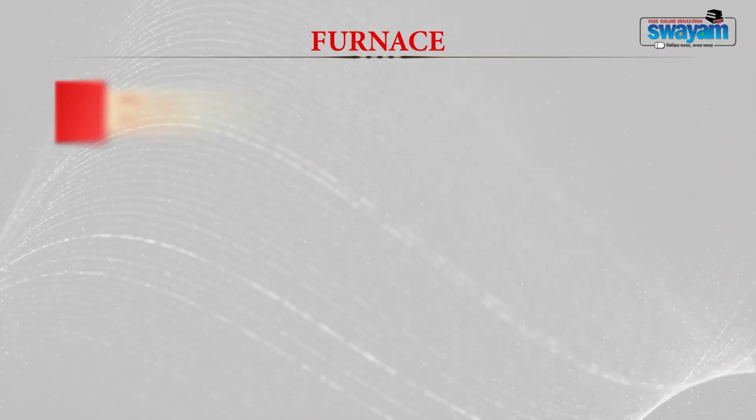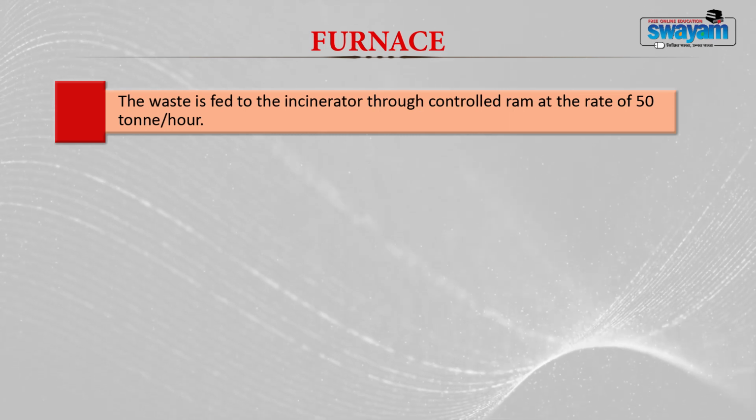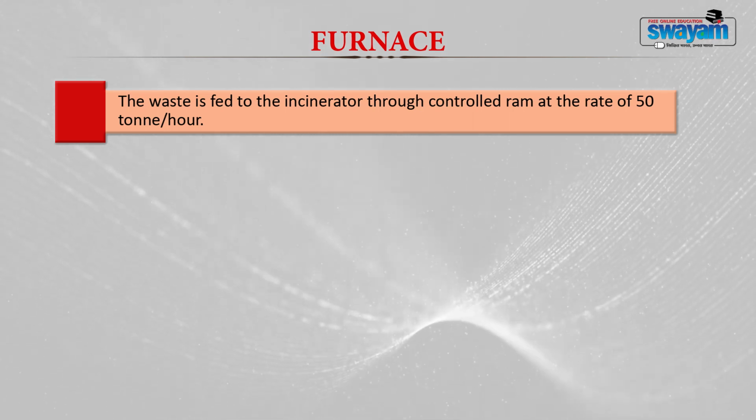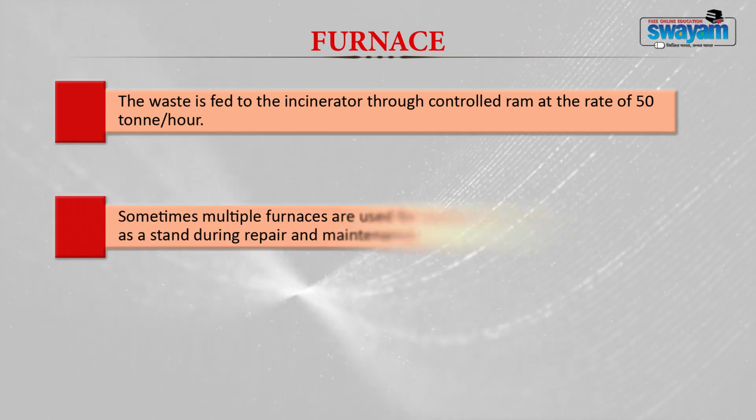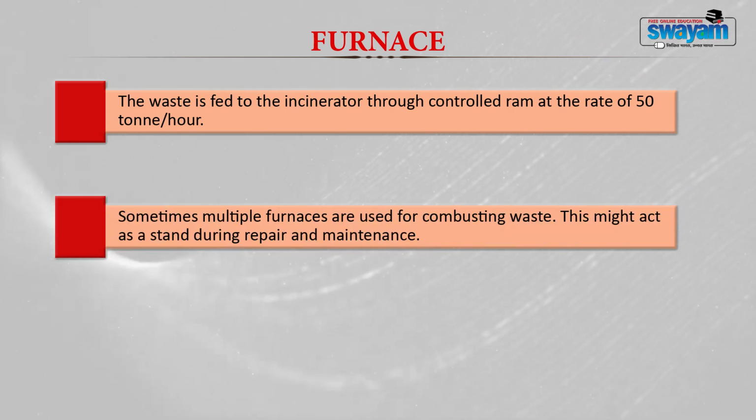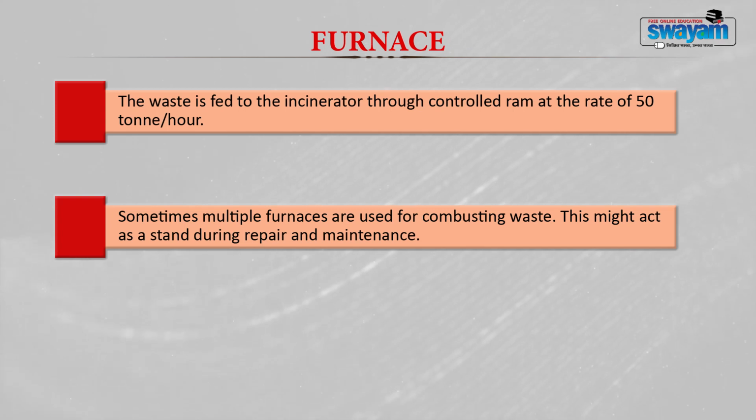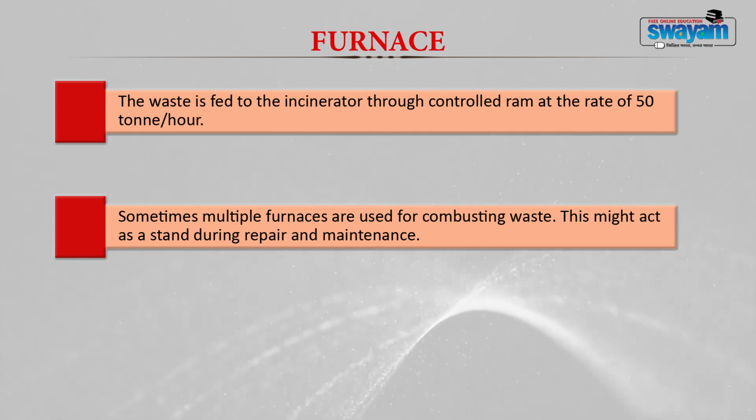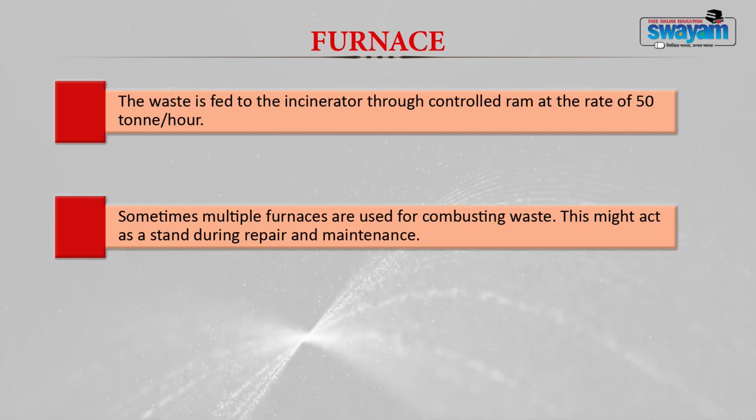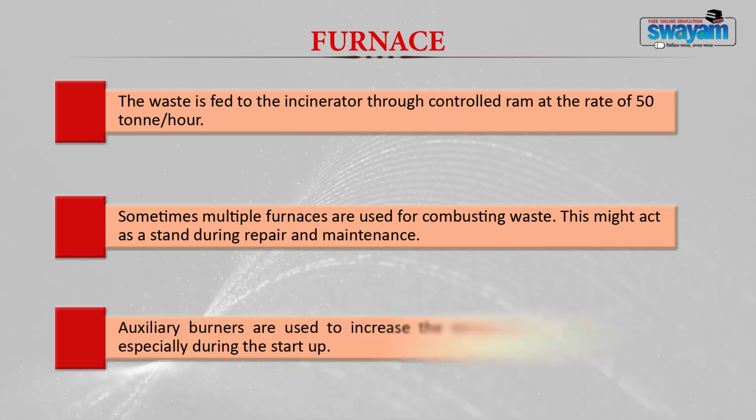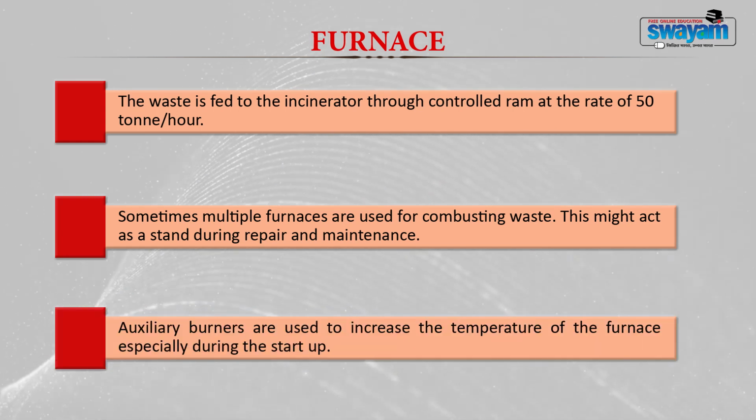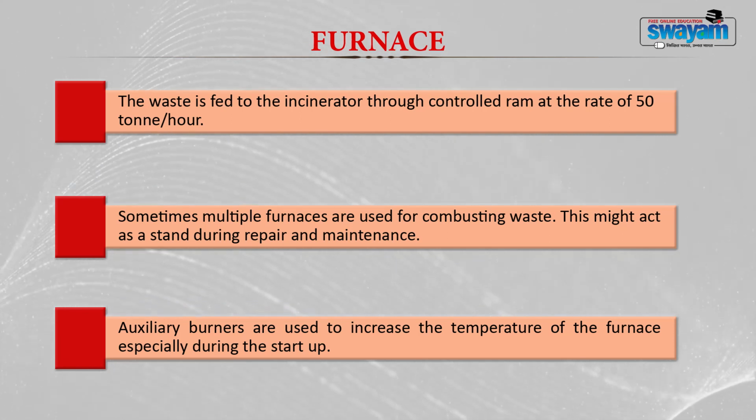The next area in an incineration unit is the furnace. The waste is fed in such a way that the incinerator combusts only 50 tons of waste per hour. Sometimes multiple furnaces are used for combusting the waste, and these might also act as standbys during repair or maintenance. If one incinerator is working, the other can act as a standby. Sometimes auxiliary burners are also used to increase the temperature of the furnace, especially during startup.